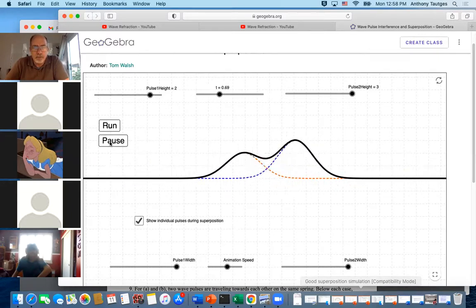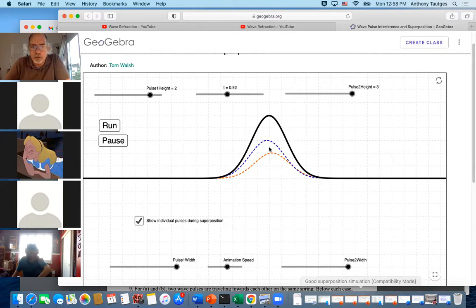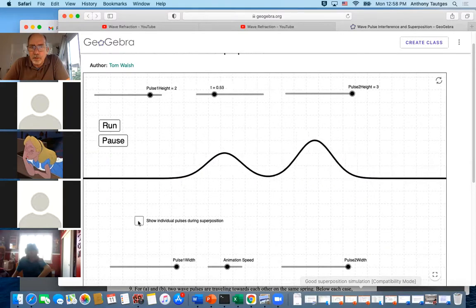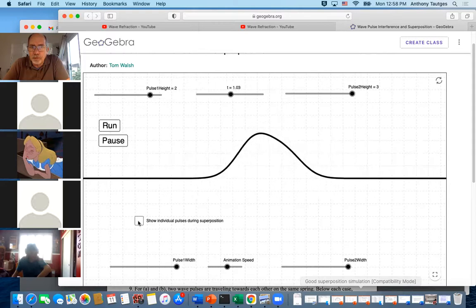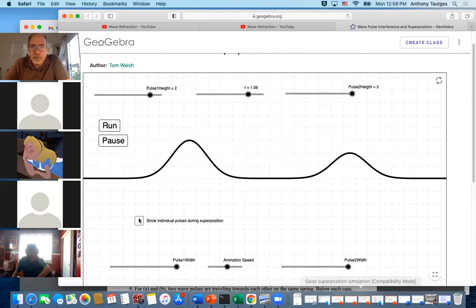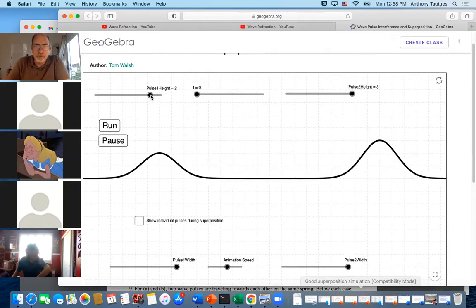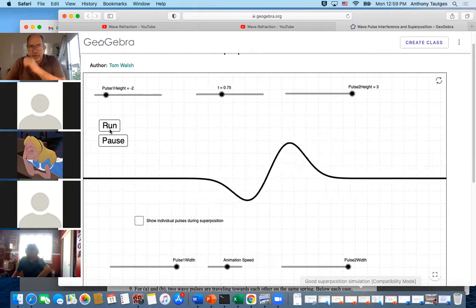If I can pause it at just the right time, wow, nailed it, almost. The pulse, the 3 and the 2 add up to +1. And so this is constructive interference. Now, we do not see the individual pulses as they interfere. We only see their superposition. This would be an example of constructive interference.